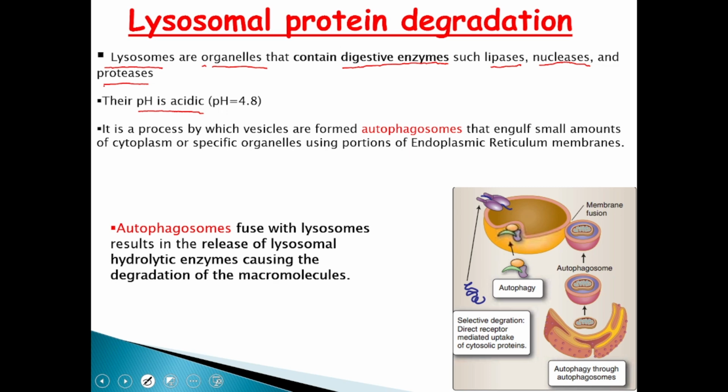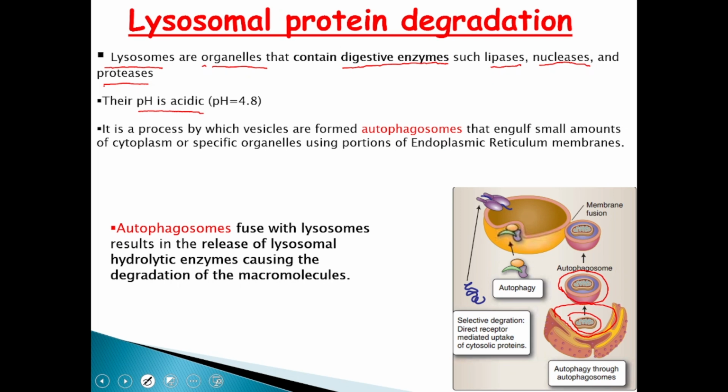And how does it work? If you look at the illustration, for example, they have shown here that there is a mitochondria and it has become old. Now this mitochondria has to be replaced by a new mitochondria. And for a new mitochondria to come into the picture, this old one needs to be degraded. So for its degradation, the membrane of the ER forms a vesicle around this old mitochondria, and when this vesicle is formed around the mitochondria, it is called an autophagosome.